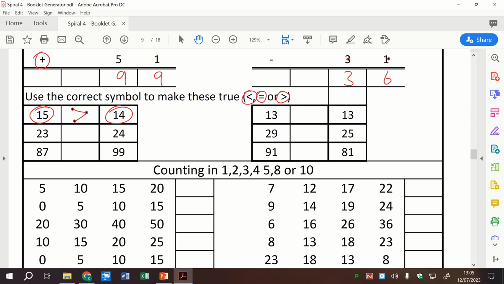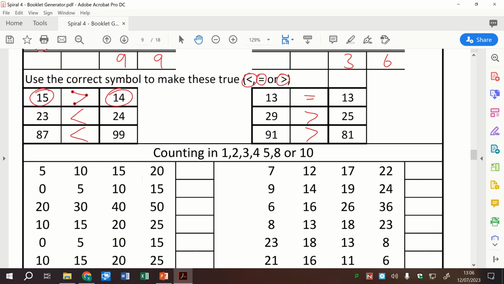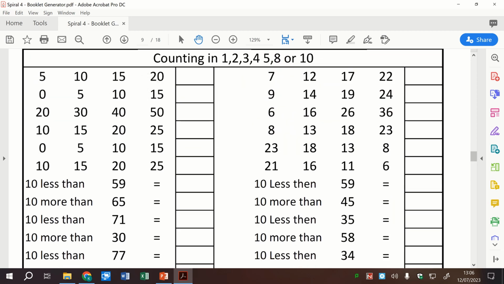Let's have a look at this next one. So 24 is bigger than 23. So we write it like that. 99 is bigger than 87. So we write it like that. 13 is the same as 13, so we put in equals. 29 is bigger than 25, so the big end goes towards the 29, and we've got the same way round for 91 and 81.